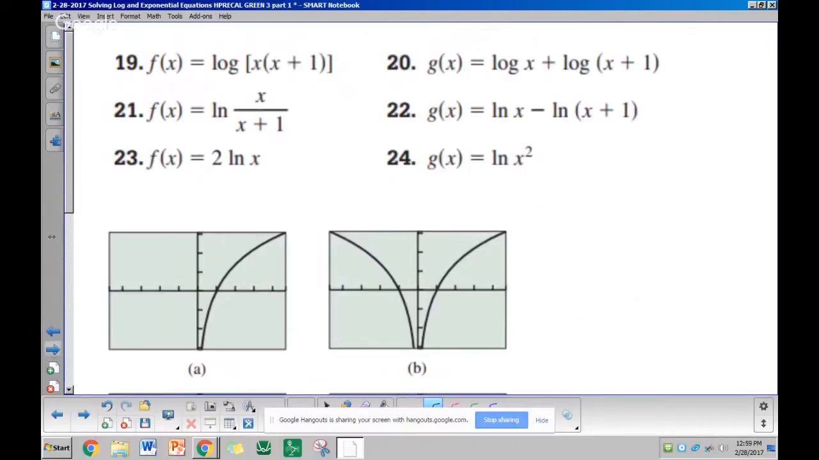All right, now graphically, what's going on here? I love this one. We already know what 24 is, don't we? It is B. Everybody agree? Yes.